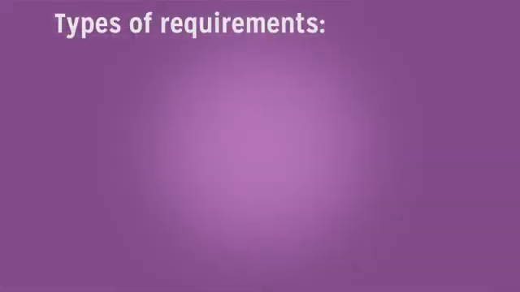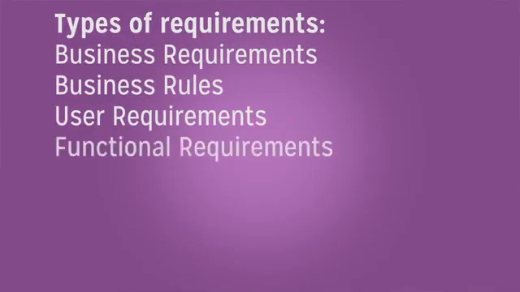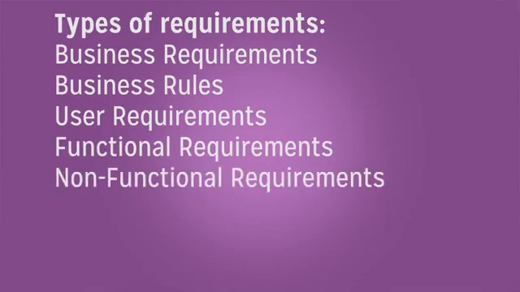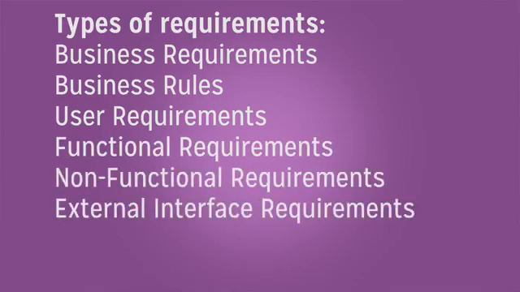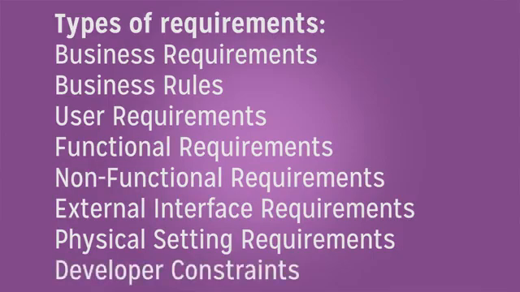Bradley also took you through the different types of requirements in the first module. The types of requirements were business requirements, business rules, user requirements, functional requirements, non-functional requirements, external interface requirements, physical setting requirements, and developer constraints. Next, you covered issues involved with changing scope in software development and the difference between requirements and design.